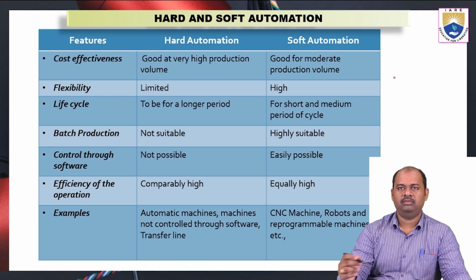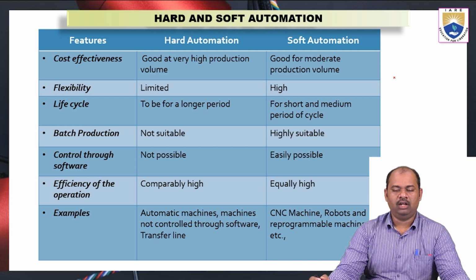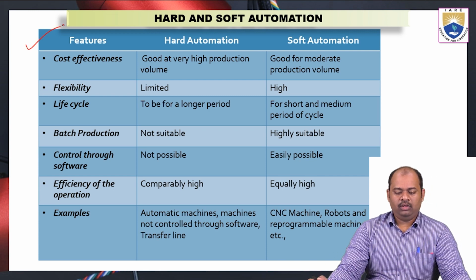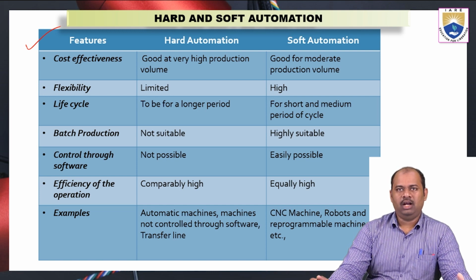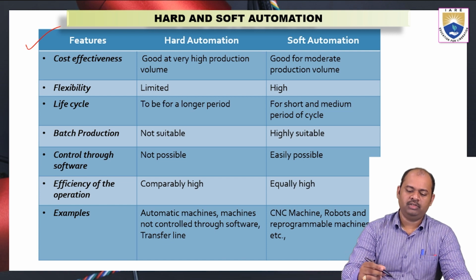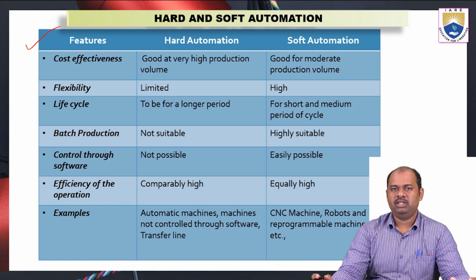Now let us see some of the basic differences between hard automation and soft automation. First point is cost effectiveness. In hard automation, this is very good at very high production volume. Suppose I take the example of a Thums Up bottle company, where we produce a large number of drink bottles in a very small time. Because of this hard automation, the production rate is very high.